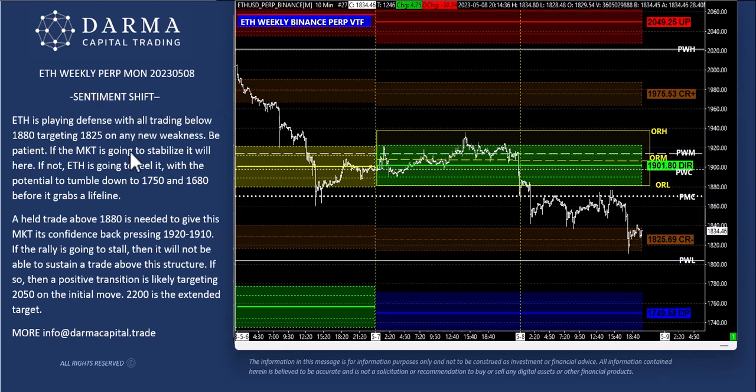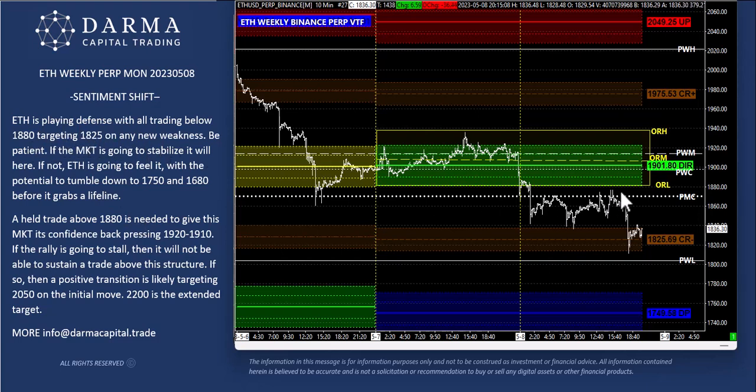Typically in the commentary, we're going to talk about the upside, talk about the downside, really identifying the key inflection points and turning points for the period. If there's specific alignment with the monthly or daily that are coming in line at a certain level, that's what we're looking to highlight here. Really, where is that key turning point based on all the structures. And so in today's example, we've got the market playing defense below 1880, targeting 1825.